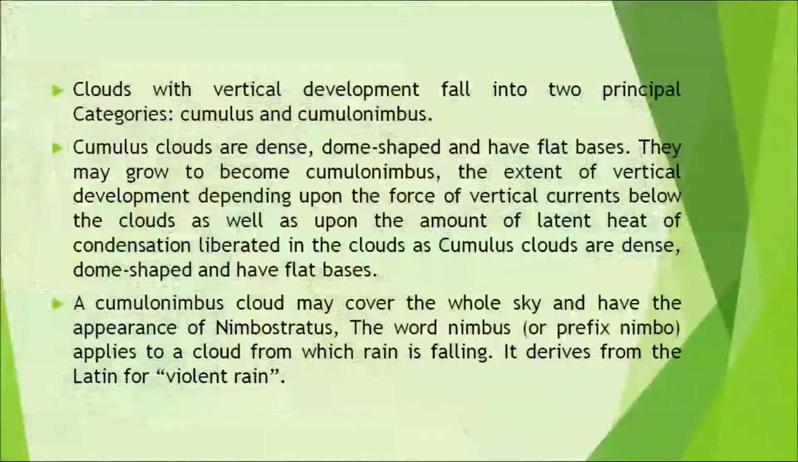Clouds with vertical development fall into two principal categories, cumulus and cumulonimbus. Cumulus clouds are dense, dome-shaped and have flat bases. They may grow to become cumulonimbus. The extent of vertical development depends upon the force of vertical currents below the clouds as well as upon the amount of latent heat of condensation liberated in the clouds. Cumulus clouds are dense, dome-shaped and have flat bases.